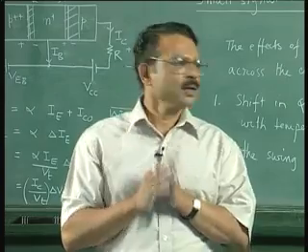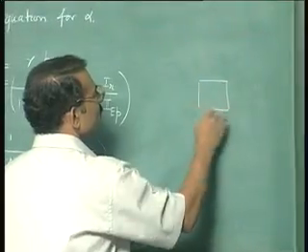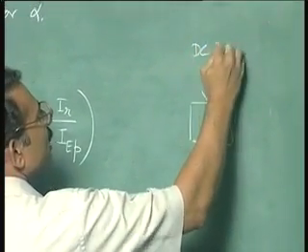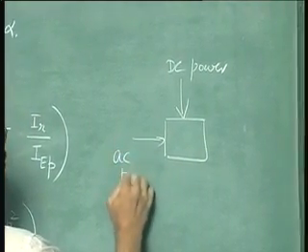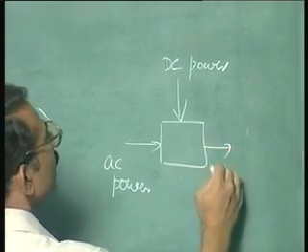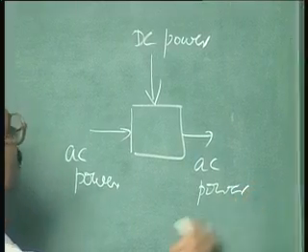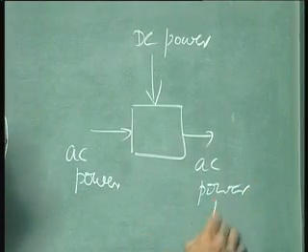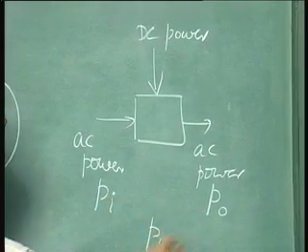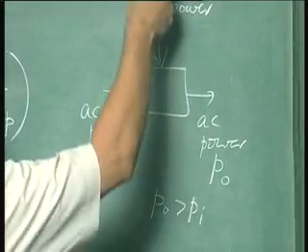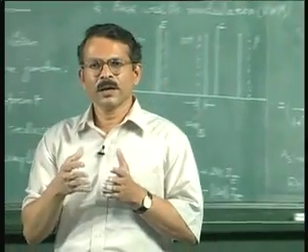So the diagram is something like this. You have a system, you have DC power as input. You also have AC power as input. Now you have AC power output. Now this small signal AC power PO, and if this is PI, PO is greater than PI, but there is this DC power that is coming in. So you are supplying energy from the power supply.